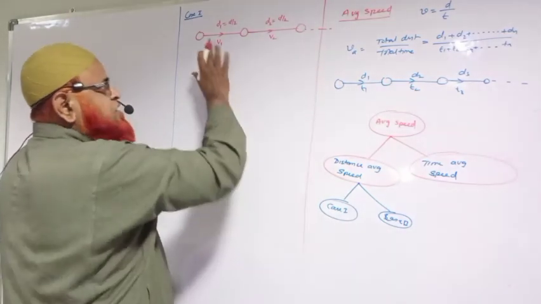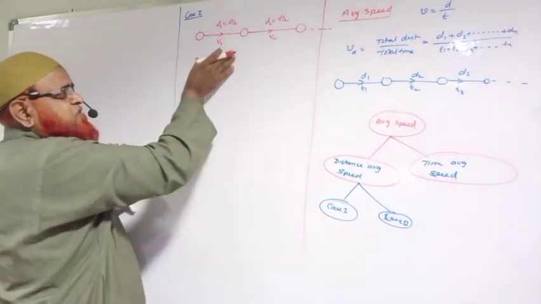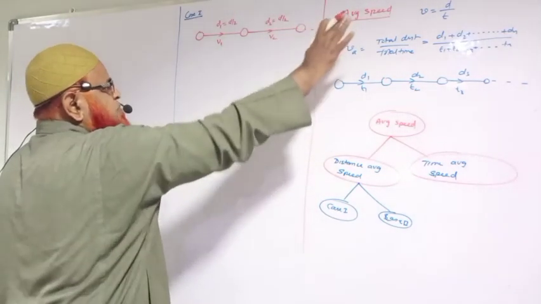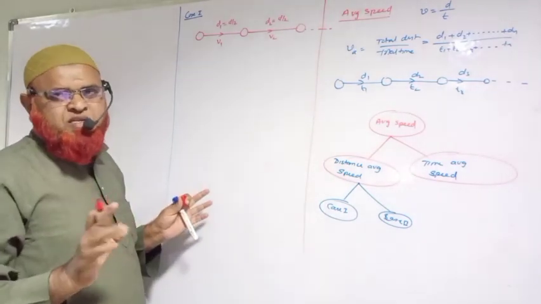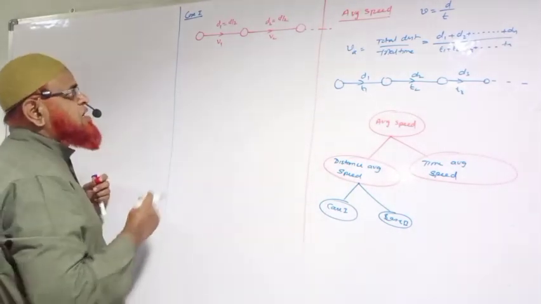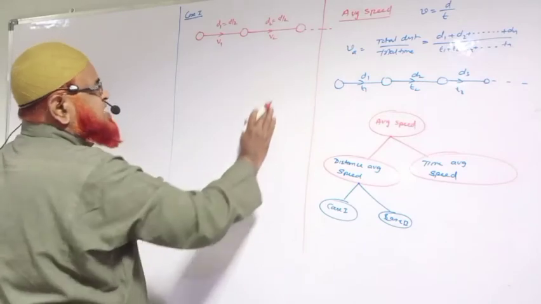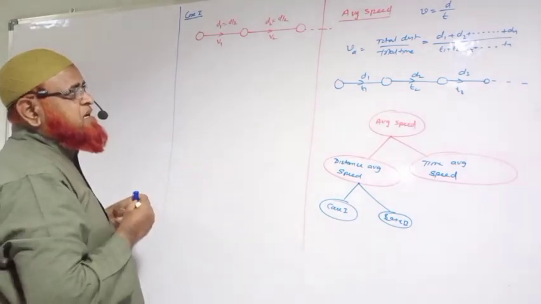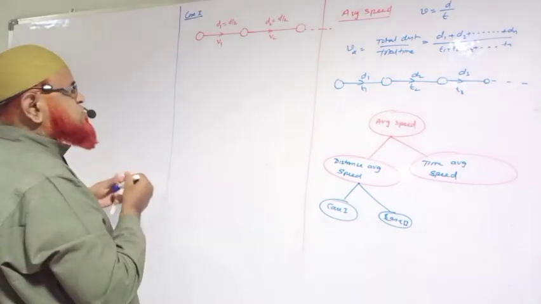For example, I am taking only two cases now: the first half of the distance and the second half of the distance. Remaining infinitely we are not going to consider. Only two cases we are going to take here. This much is given to us. Then how do we find the average speed? I'll give one small example so that it is clear.